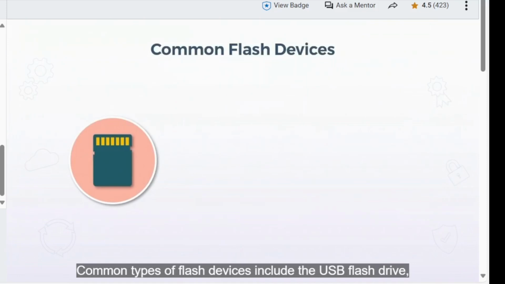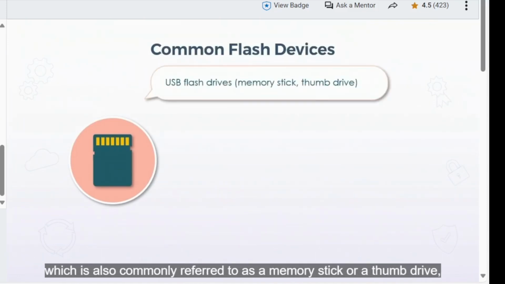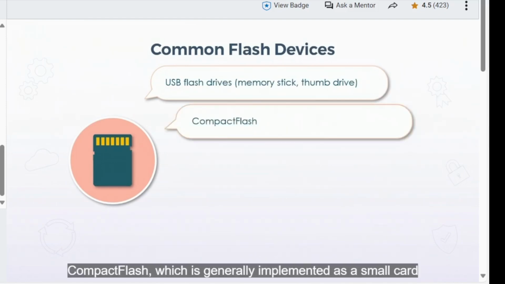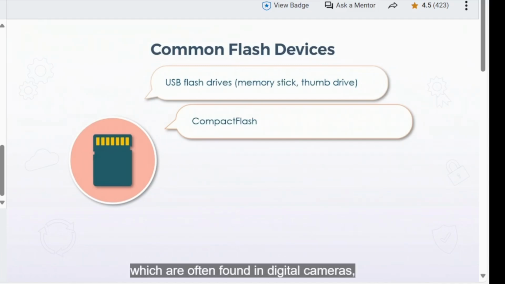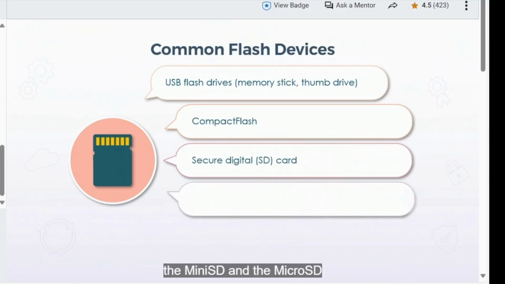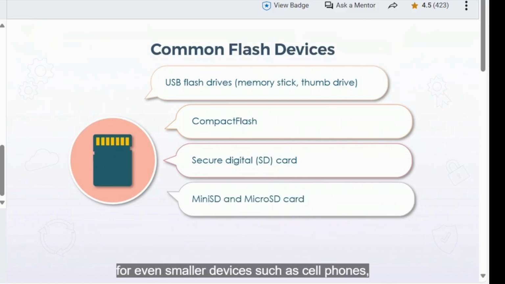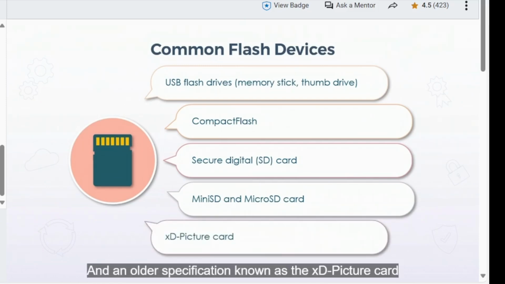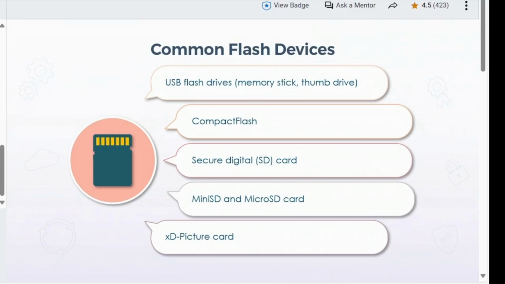Common types of flash devices include the USB flash drive, which is also commonly referred to as a memory stick or a thumb drive. Compact flash, which is generally implemented as a small card, which are often found in digital cameras, which also applies to the secure digital or SD card, which also comes in different sizes, the mini SD and the micro SD, for even smaller devices such as cell phones, media players, or GPS devices, and an older specification known as the XD picture card, found only in cameras, as the name would suggest, but this format has largely been superseded by newer formats such as the SD card.